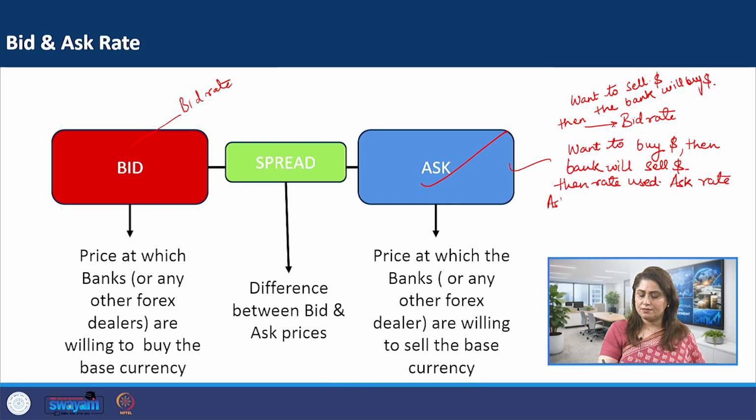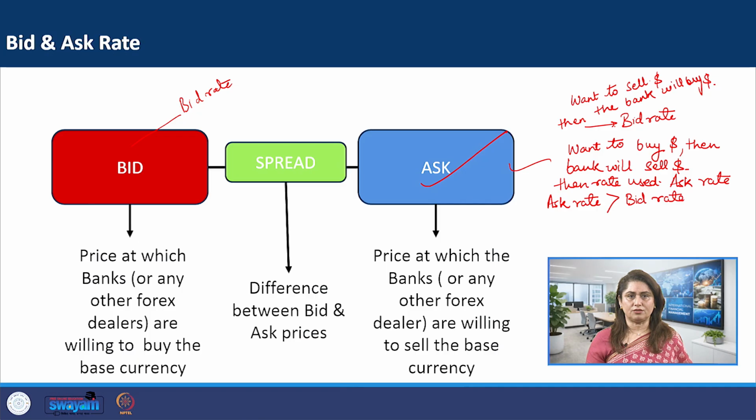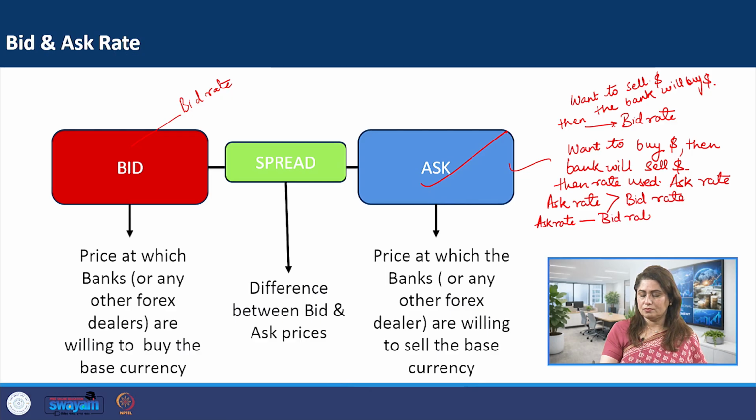Now, the ask rate will always be greater than the bid rate because banks make profit on every transaction. Whether it is buying dollars or selling dollars, it has to make profit. So the difference between the ask rate minus the bid rate is the spread, and this spread is the profit margin of banks.